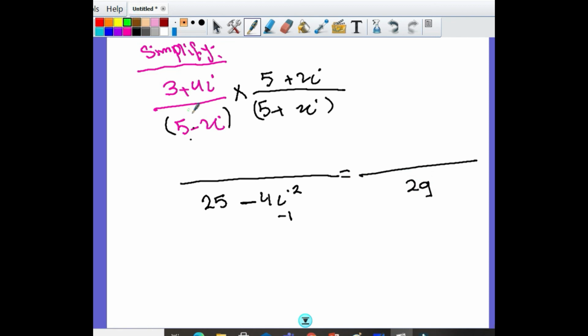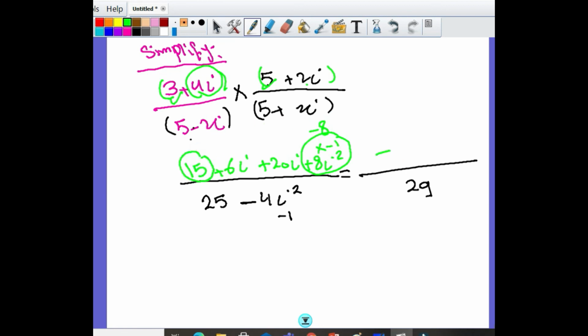طب تعالوا نكمل كده. تعالوا ناخد بقى التو براكت دولت ملتبلاي بعض. first times first equal 15. first times second equal 6i. بلس اخد بقى السكند. السكند مع كل البراكت 4i times 5 هتبقى 20i بلس 2i times 4i هتبقى 8i باور 2. طب و i باور 2 بنيجاتيف 1، نيجاتيف 1 times 8 هتبقى نيجاتيف 8. هتبقى دي ريل، الانسر بتاعتها نيجاتيف 8. ودي 15. 15 minus 8 equal 7.